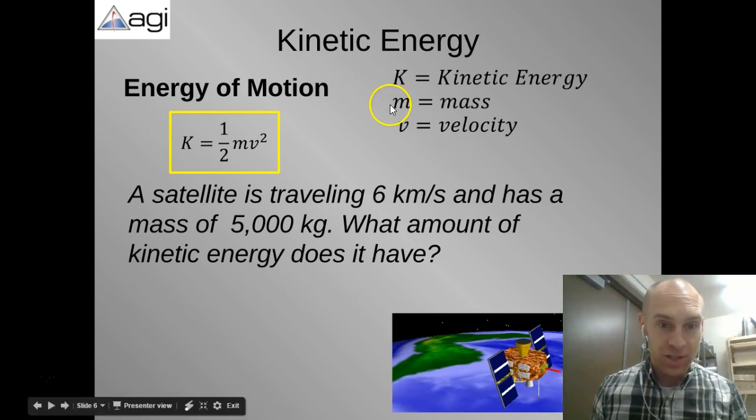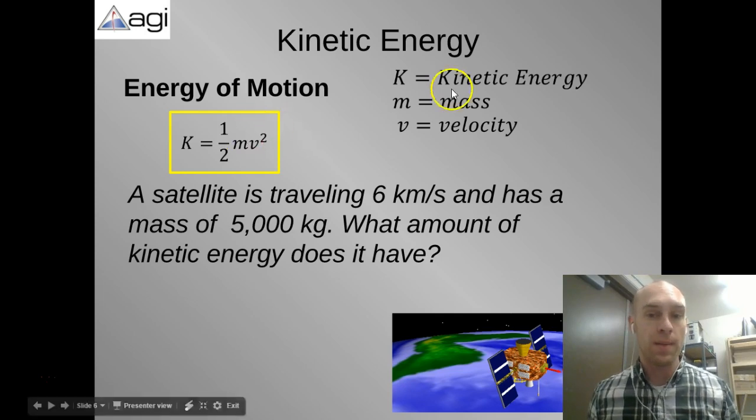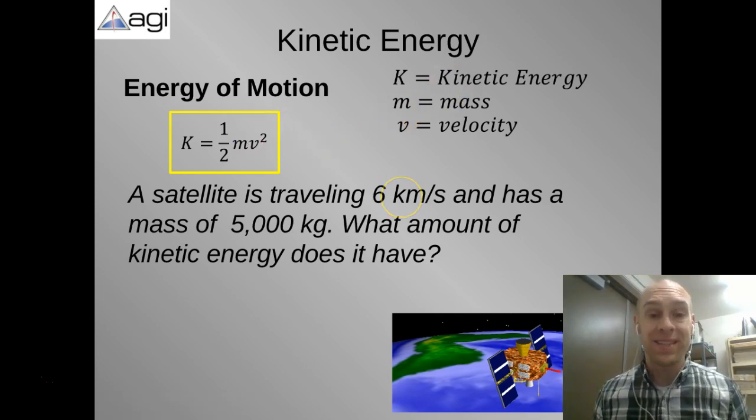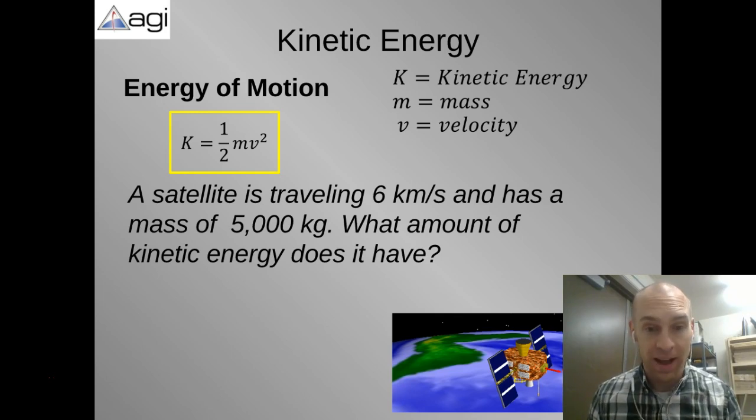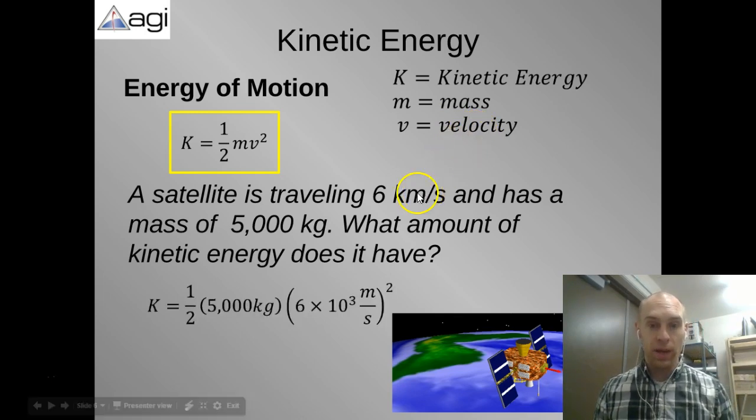Kinetic energy is energy of motion, 1/2 mv squared, and that is very similar to the equation that you've seen in physics class, where m is mass, v is velocity. So if you have a satellite traveling 6 kilometers per second and has a mass of 5,000 kilograms, what amount of kinetic energy does it have? Remember, units matter. So mass has to be in kilograms. Velocity has to be in meters per second. So we have to convert that.